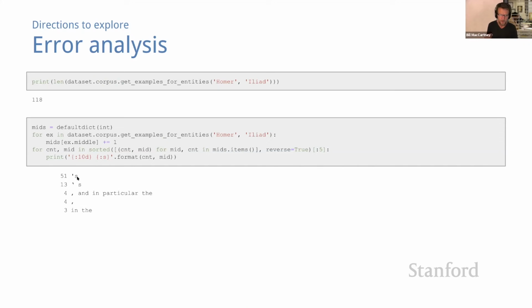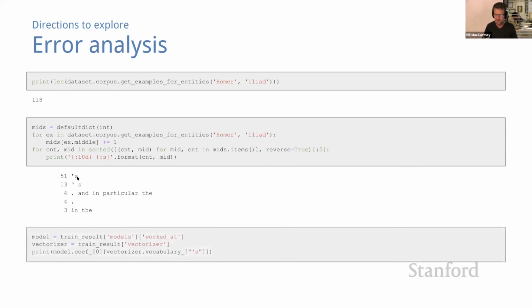Just to confirm that this is actually significant to the result that we saw, let's check what weight was assigned to apostrophe S in the model for worked at. So this code is similar to the code on the previous slide, but this time we're looking for the weight for apostrophe S. And it turns out that the weight was 0.58. Okay, it's not a huge weight, but it's not small either. And this feature occurred 51 times across the corpus.